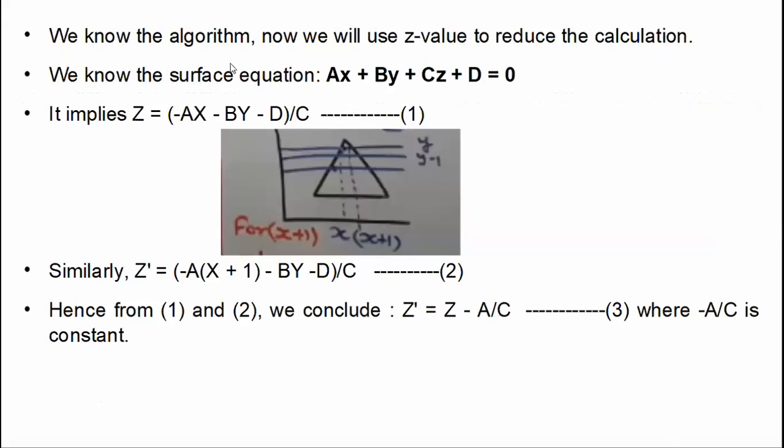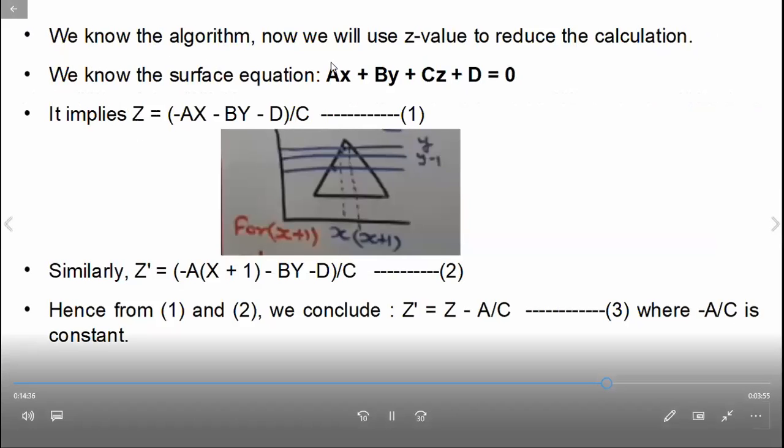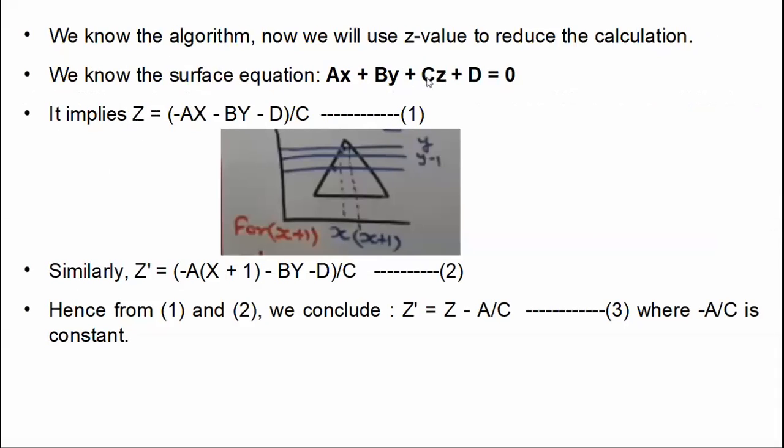Now we know the algorithm, but we can use this Z value to reduce the calculation. Okay. We know, from the previous session also, we have seen the surface equation as Ax plus By plus Cz plus D equal to 0. Now this equation can be rewritten: if I want to keep Cz on the left hand side and all these other values on the right hand side, then it will become Z is equal to minus Ax minus By minus D divided by C. So consider this as my first equation.